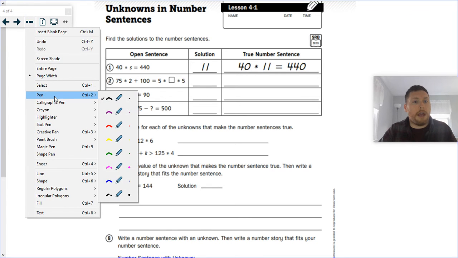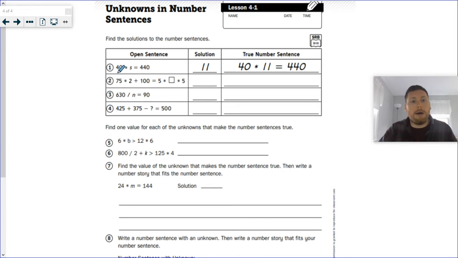So let's look at number 2. Okay, so I have to go through this story right here, this open sentence, and I have to figure out what's in my blank in this case. Okay, so there's an equal sign here. All right, equal sign. That means whatever is on this side of the equal sign and whatever's on this side have to be the same amount in the end.